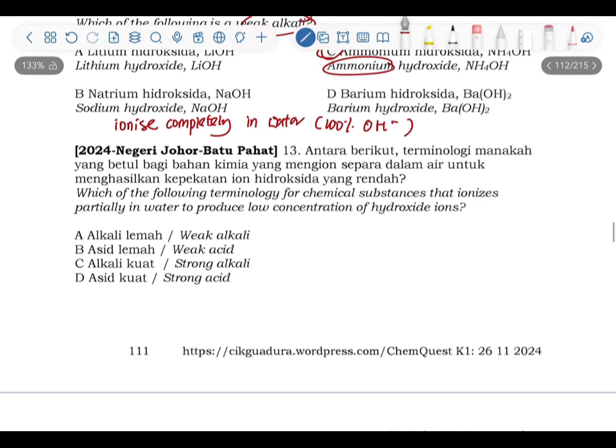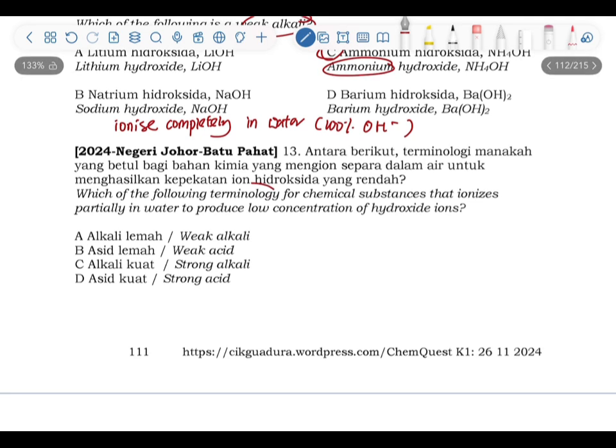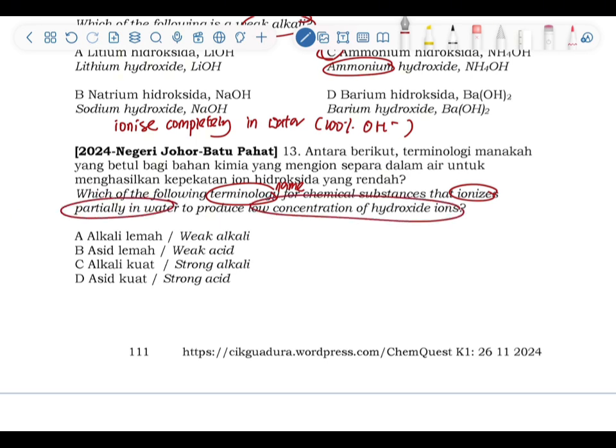Next, which of the following terminology for chemical substance? Terminology means the naming. Which of the following terminology is for the chemical substance that ionizes partially? So the keyword is ionize partially in the water to produce low concentration of the hydroxide ion. So the answer is weak alkali because we need to know that the hydroxide ions are produced by alkali.